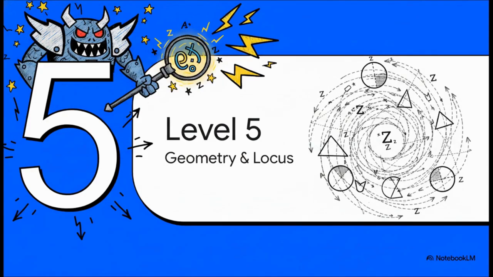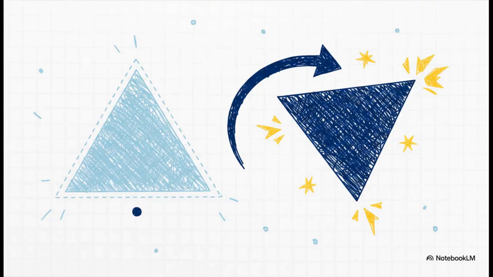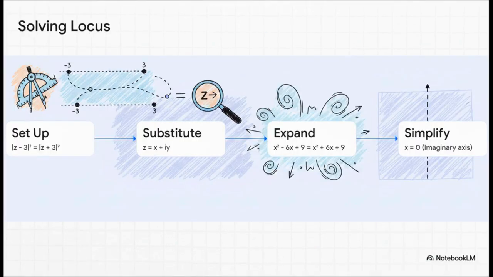Level 5, Geometry and Locus Problems. Armed with all the tools we just gathered, we are finally ready to face the boss battles. Now, for JEE Advanced, the rotation formula is your ultimate secret weapon. See, when you multiply a complex number by e to the power of i theta, it is not just some random algebraic step. It literally represents a physical anti-clockwise rotation on the complex plane. Getting your head around this concept is the absolute key to solving those crazy complex triangle geometry questions they love to throw at you. Let's actually tackle a classic locus problem together, so you can see what I mean.